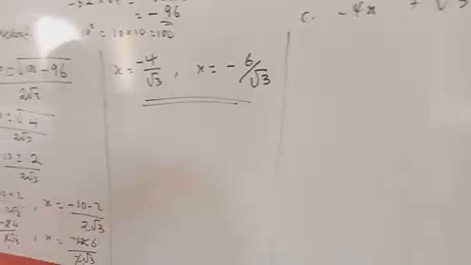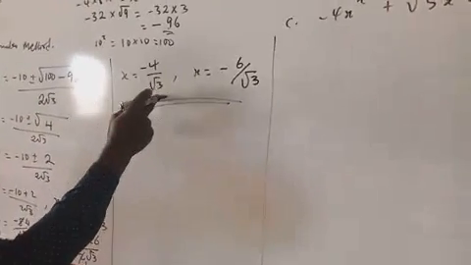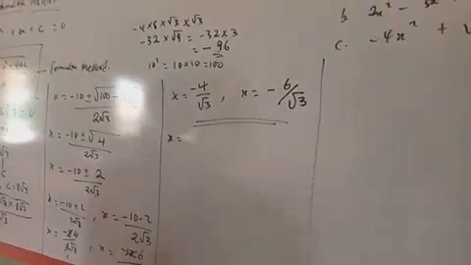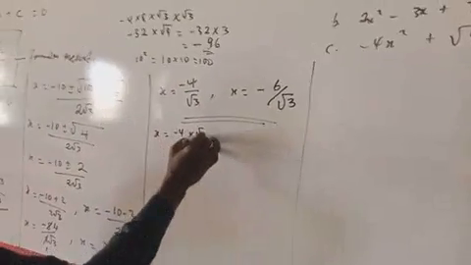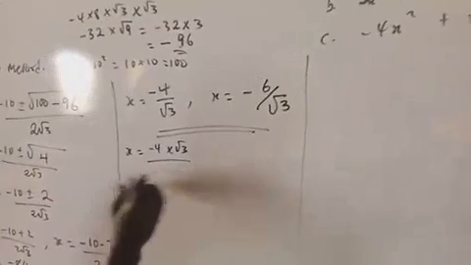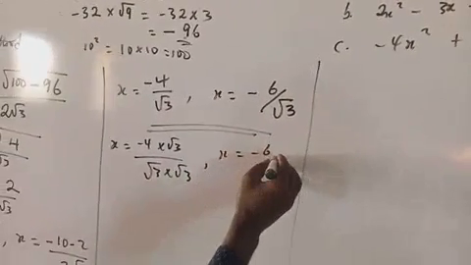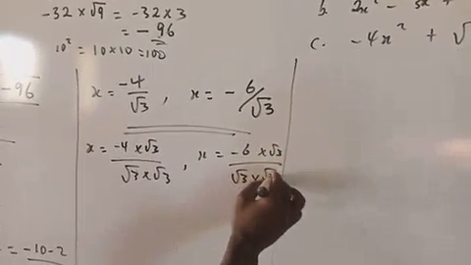How? By multiplying both sides by the conjugate of root 3. That is the multiplication of surds. I think you need to go back to our videos on surds for you to get this properly. So you have minus 4 times root 3 over root 3 times root 3. Then x equals minus 6 times root 3 over root 3 times root 3.